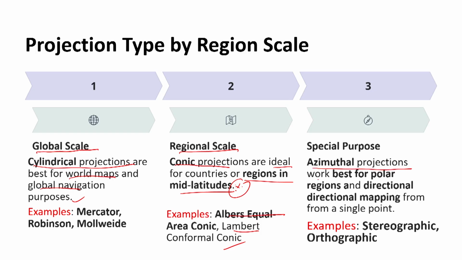Then if you are going for a special purpose, let us say you are working with azimuthal projection, it is best for polar regions and directional mapping from a single point. You can use stereographic projection or orthographic projection. This is for global scale, this is for regional scale, and this is for special purpose maps. Again, by seeing the region, the purpose and the project requirements, you have to choose the projection.